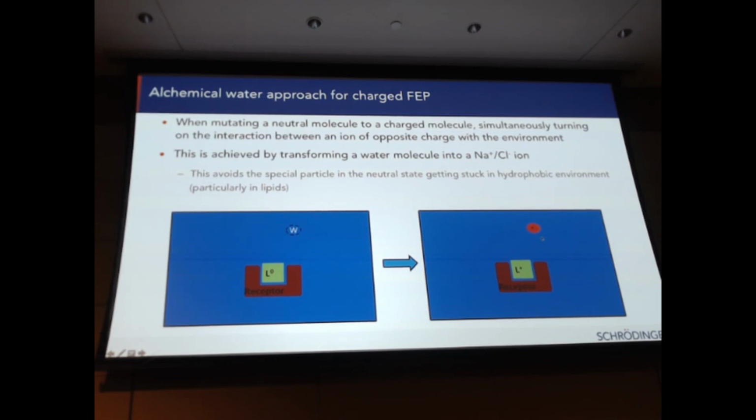So the purpose of using water is to avoid this special molecule in the neutral state getting stuck in hydrophobic environments. This is particularly important for membrane-bound proteins because the hydrophobic particles can easily get stuck in lipids.